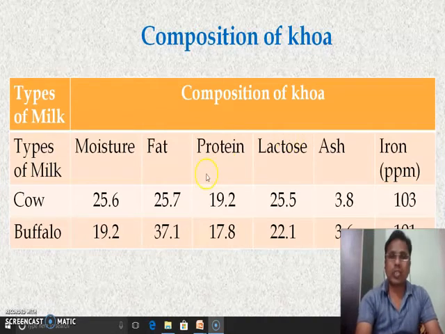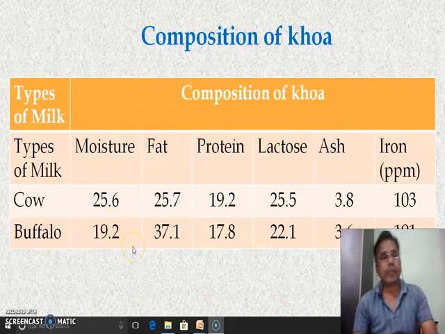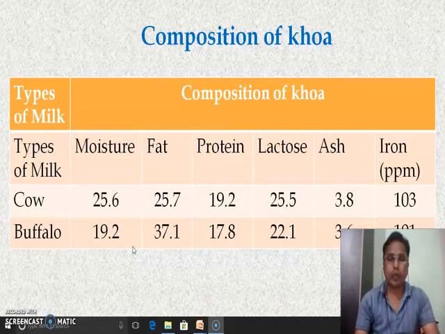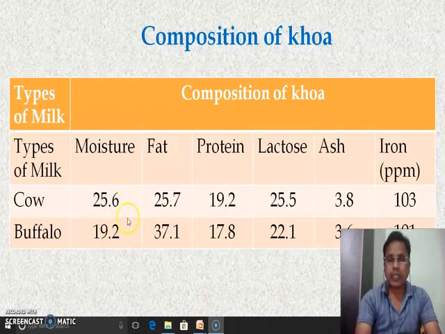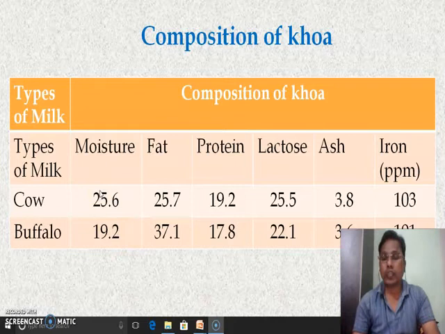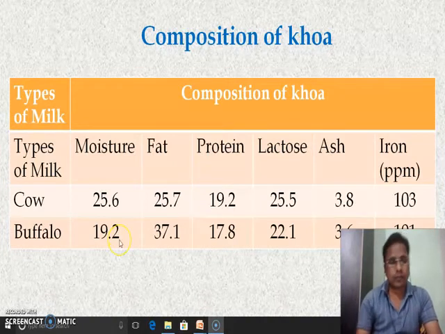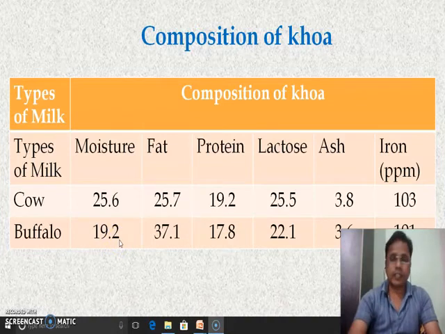So this is the composition, and composition itself indicates the nutritive value of Khoa. By weighing all these contents, that is, moisture, fat, protein, lactose, ash, and iron content, you can imagine the food and nutritive value of Khoa. So let's see the next slide.